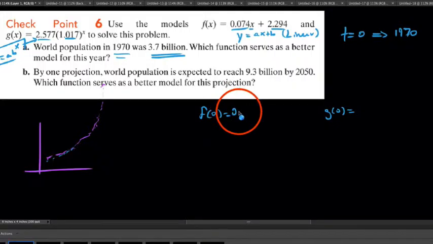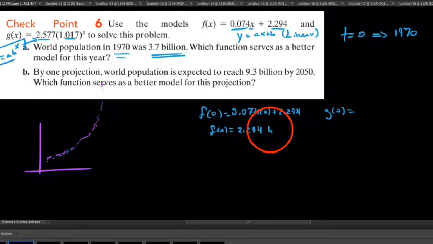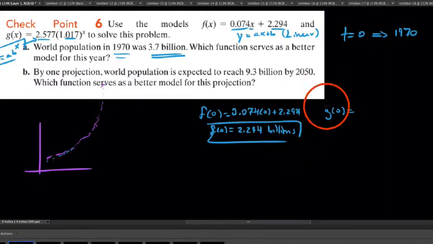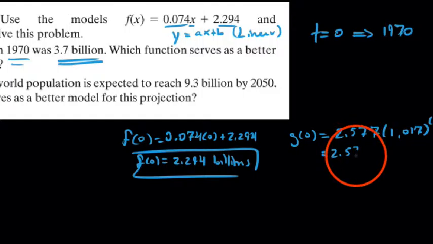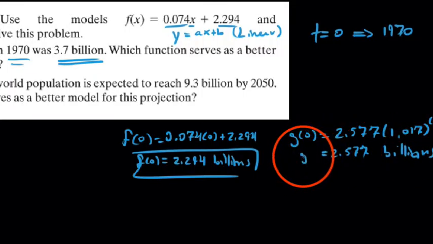And so with f of 0, we get 0.074 times 0 plus 2.294, which essentially, when we simplify that, gives us 2.294. And I'm going to label this in billions. And so we'd say initially, this gives us 2.294 billion people if you look at this in the model sense. Now, if we plug 0 into the exponential model, we get 2.577 times 1.017, and this is all to the 0 power. So essentially what we get is 2.577. I'm also going to label this in billions here, and this is g of 0.